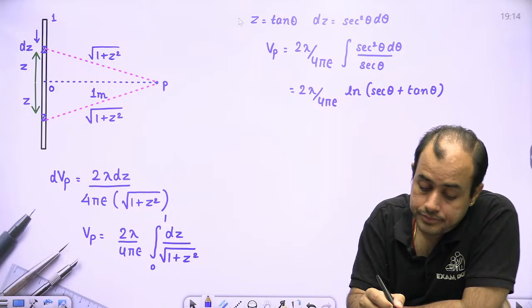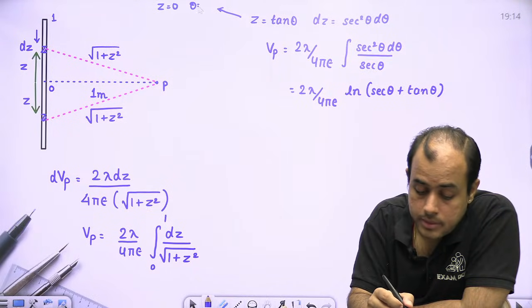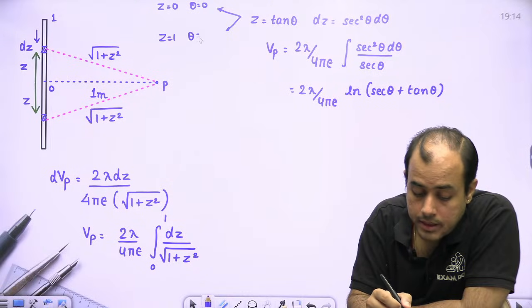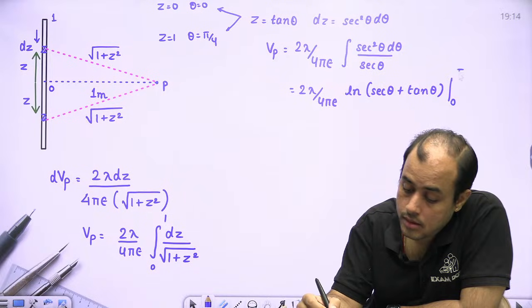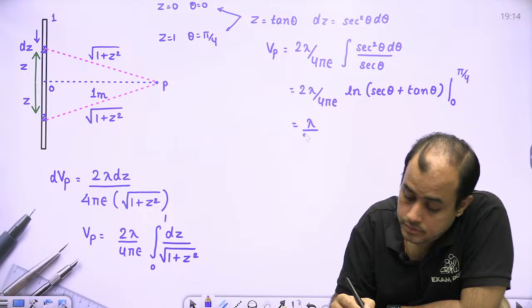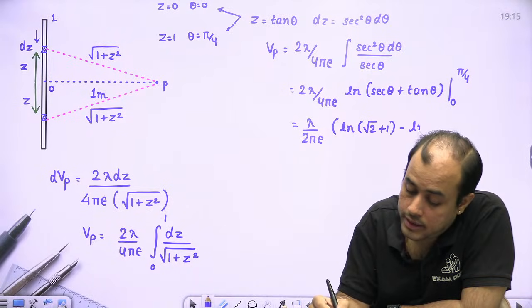Now beta, when z is 0, theta will be 0. When z is 1, theta will be pi by 4. So at pi by 4 it is root 2 plus 1. At 0 it is log 1.